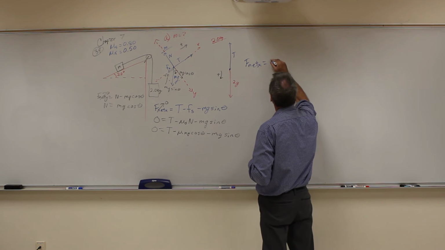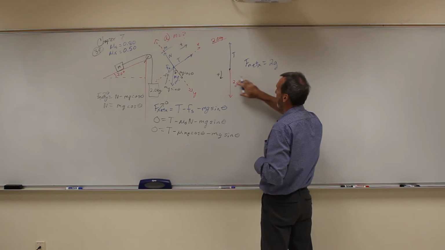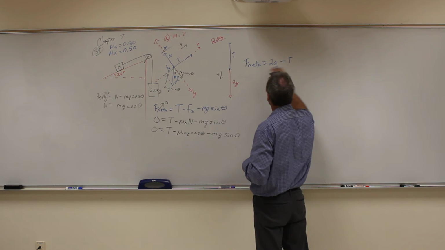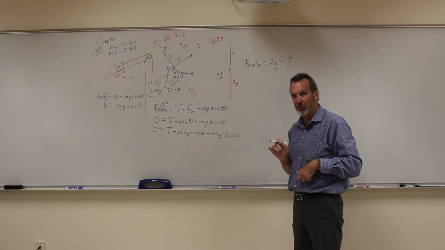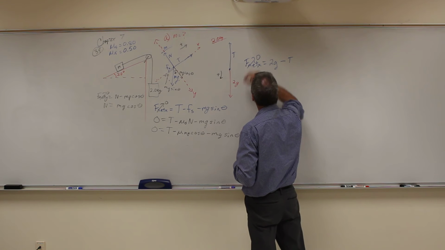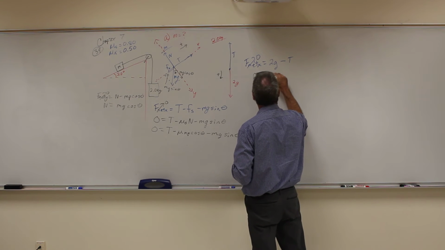So this is going to be 2g. It's really just mg, but I just put the 2 already in. Minus t. Notice this is positive, this is negative. Backwards from what we usually do. But that's because we have to make it consistent. This is also not moving, so 0 is equal to 2g minus t, or I can say t is equal to 2g.